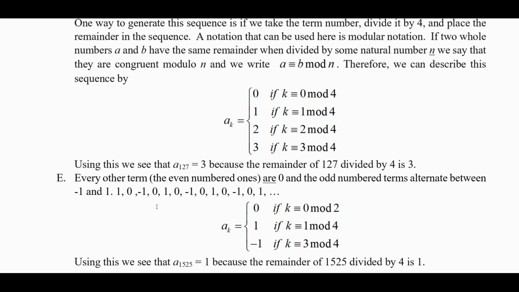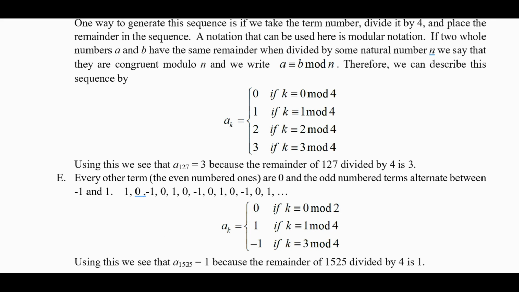In fact, it's the even numbered terms that are 0. So a sub k is 0 if k is congruent to 0 mod 2. That means it's an even number. It's divisible by 2. When you divide by 2, you get a remainder 0. Well, what about the odd number terms? They're just either 1 or negative 1. Whenever you divide by 4 and you get a remainder 1, you're going to get the positive 1, and when k is congruent to 3 mod 4, you get negative 1. So that's one way to describe this one.